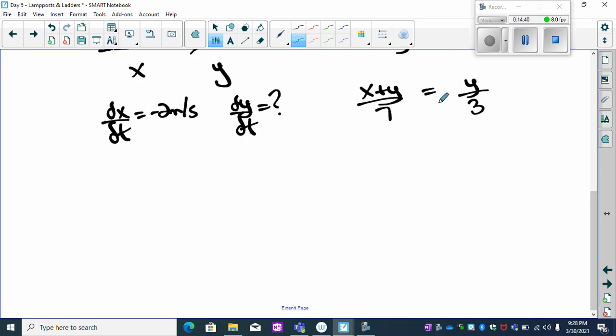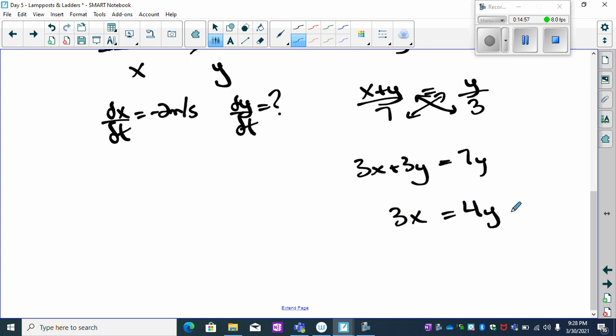I'm going to rearrange this a little bit. I'll just cross multiply. Now I can rewrite this so that it says 3x plus 3y equals 7y. And I'll subtract 3y from both sides to get 3x equals 4y.